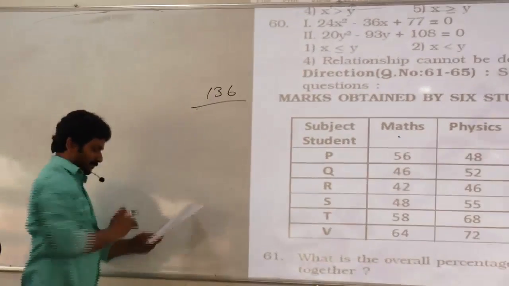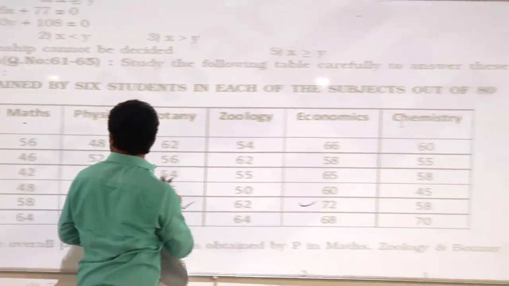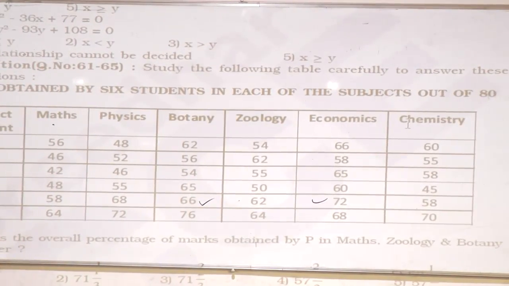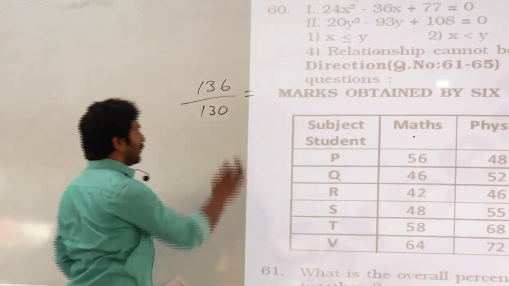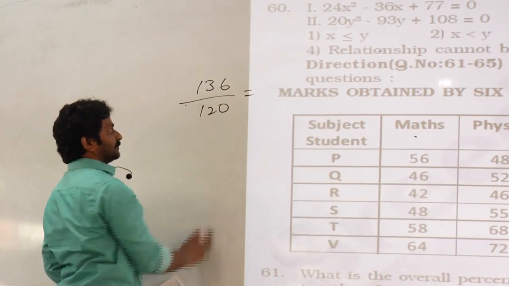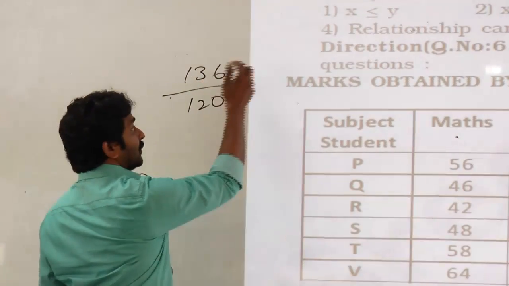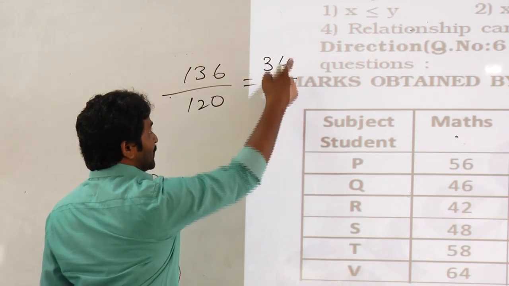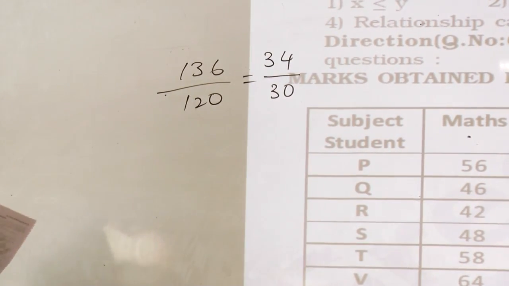136 by, who is the other one? R. R in geology and economics. Geology, economics. R. This fellow. How much is that? 130. Okay. 120. Fine. Cancellation with 4. 30 times. 17/15.